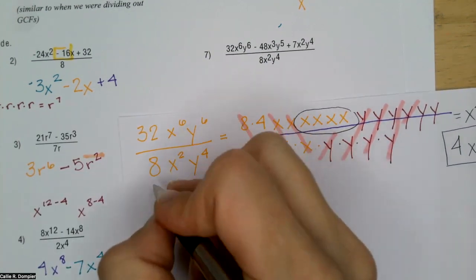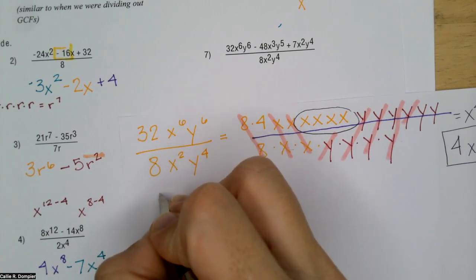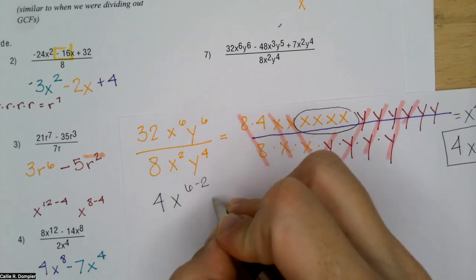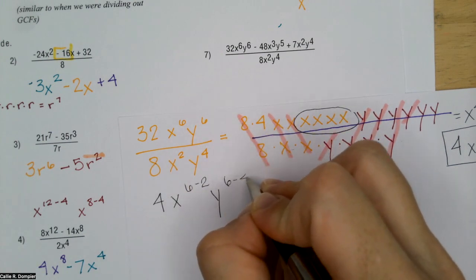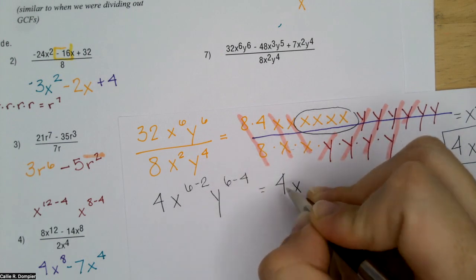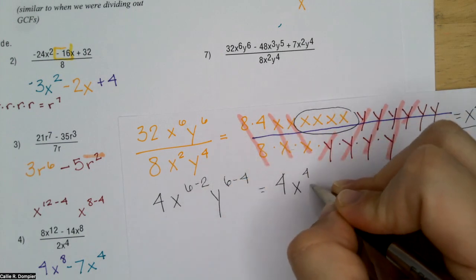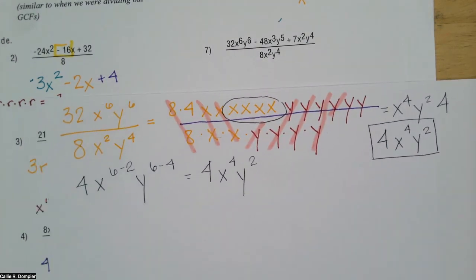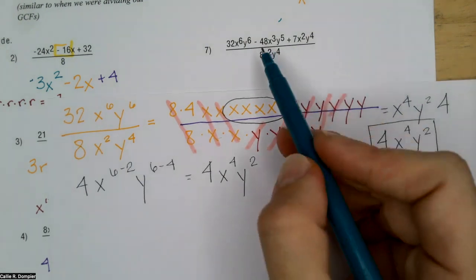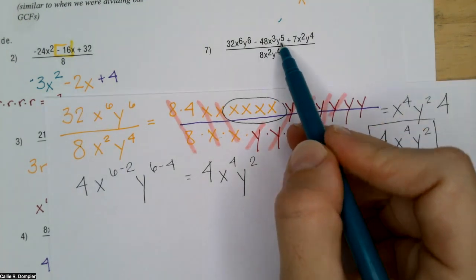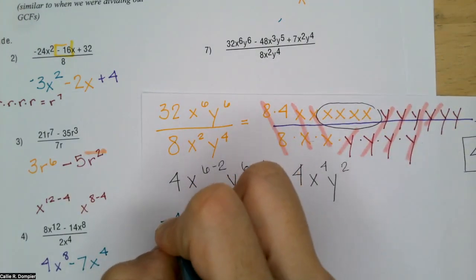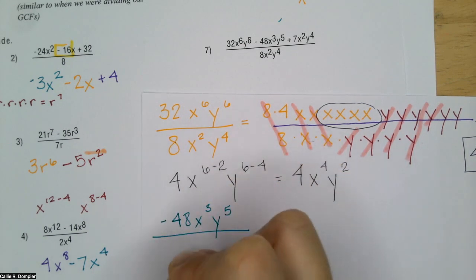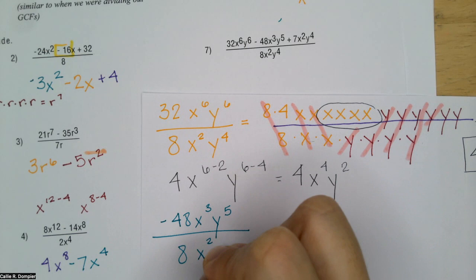Another way to do it is 32 divided by 8 in the calculator is just 4. X to the power of 6 minus 2, because it's division. Y to the power of 6 minus 4 gives me 4. X, 6 minus 2 is 4. 6 minus 4 is 2. Same answer. Next piece is negative 48 x to the third, y to the fifth, over 8x squared, y to the fourth.